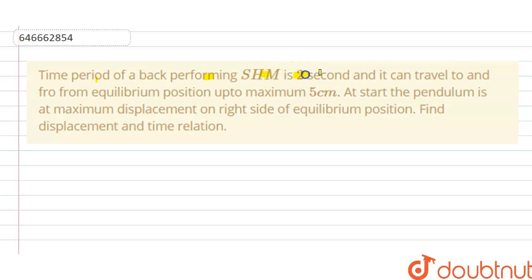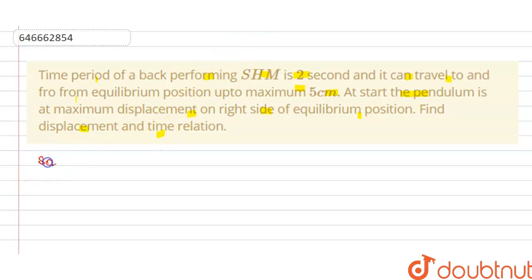Hello students, today our question is: the time period of a bob performing SHM, that is simple harmonic motion, is 2 seconds. It can travel to and fro from the equilibrium position up to a maximum of 5 centimeter. At the start, the pendulum is at maximum displacement on the right side of the equilibrium position. Then find the displacement and time relation.